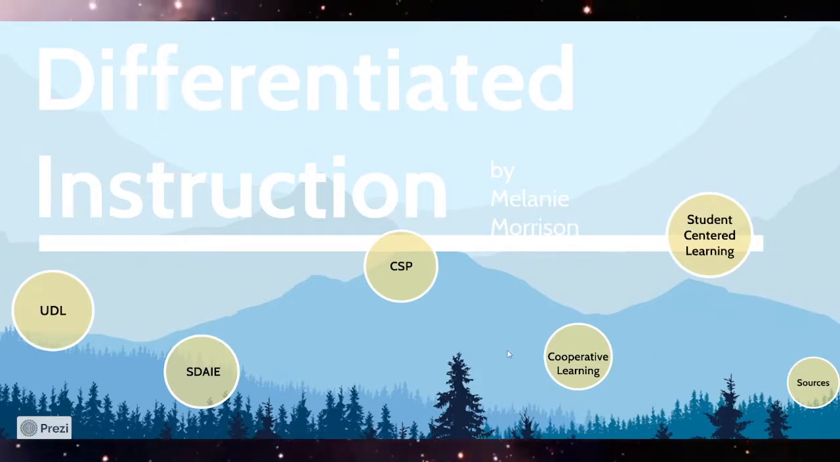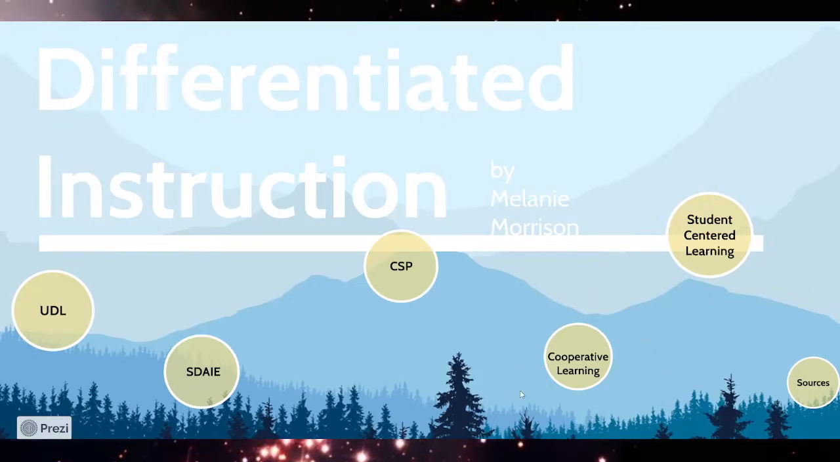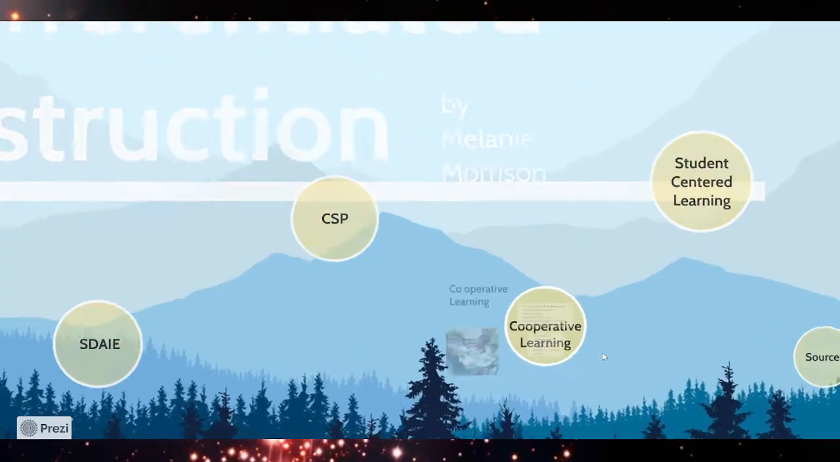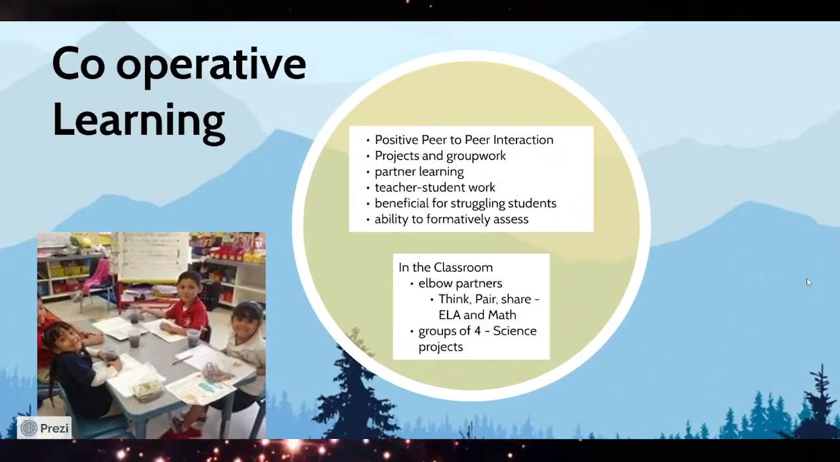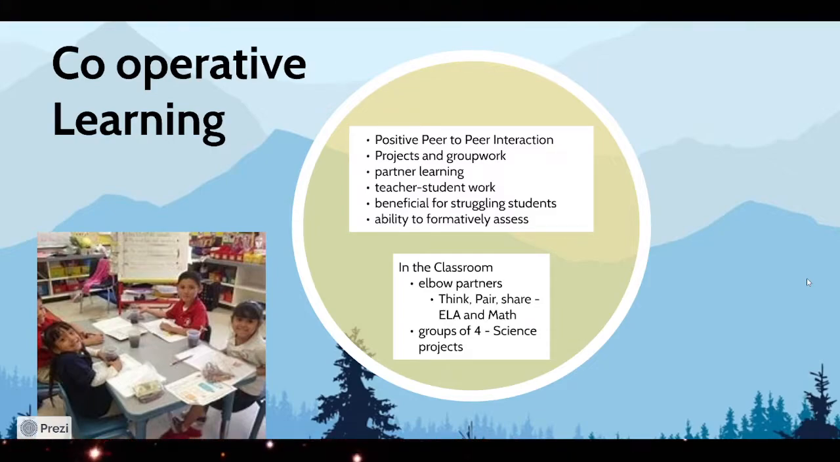The next differentiated instruction model would be cooperative learning. With cooperative learning, students are able to have positive peer-to-peer interactions. They're able to interact with each other using projects and group work. There's partner learning going on. There's teacher-to-student work. It's beneficial for struggling students, and the ability to formatively assess is ever present.